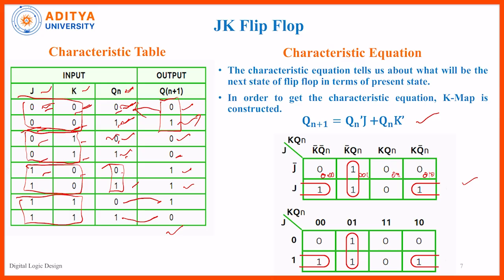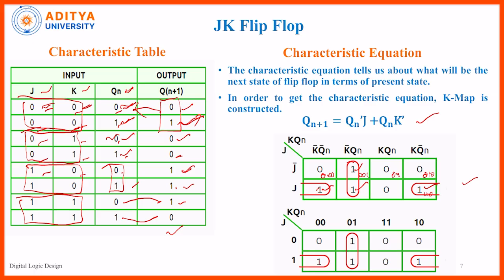Now here, 1 is there, that means the corresponding output is 1, that is why we have to place 1 here. And 4 is there, that is why we are placing 1 here, and 5 here. Finally, 6 is there, which is the 110 representation, so we have to place 1 in this particular box. Now we have to follow the K-map. K-map means grouping of ones.